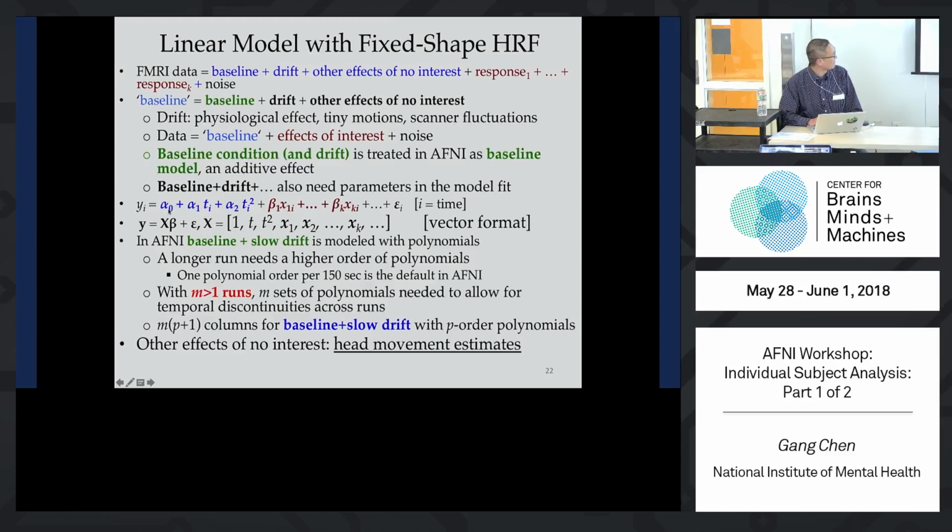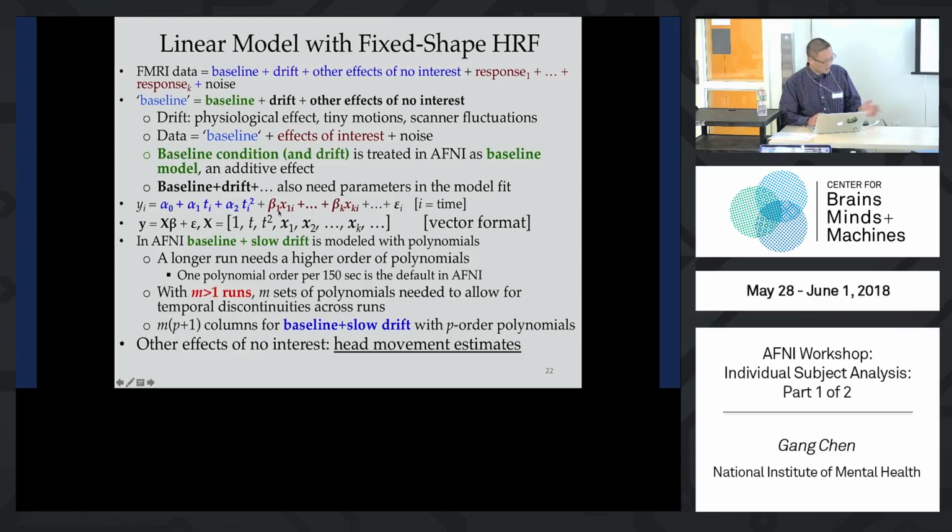But anyway, in FMRI, we have the baseline. Basically, the baseline is part of the polynomials, right? So you have the 0 order polynomial, the intercept, plus the linear drift, depending on the duration of each run. You could use just linear drift, or use quadratic, or occasionally use cubic. That depends on the duration. The general rule is that for every 150 seconds, you add an extra order for the polynomials. So that's a slow drift.